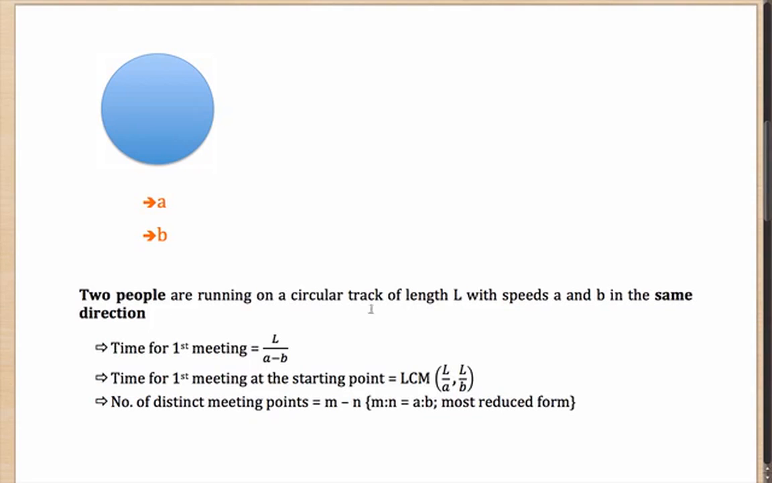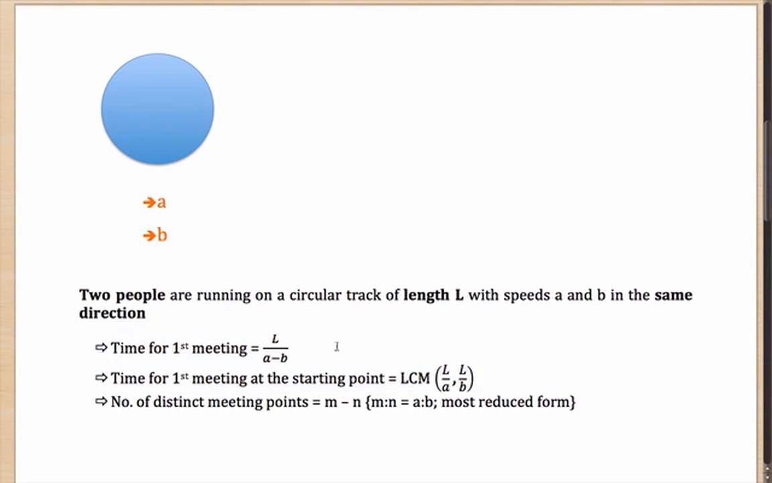When two people are running on a circular track of length L with speeds A and B in the same direction, some of the key formulas are: time for first meeting is L by A minus B, where L is nothing else but the length of the track. Time for the first meeting at the starting point, from wherever they started, is the LCM of L by A and L by B. It is very important also to understand how you got these formulas.